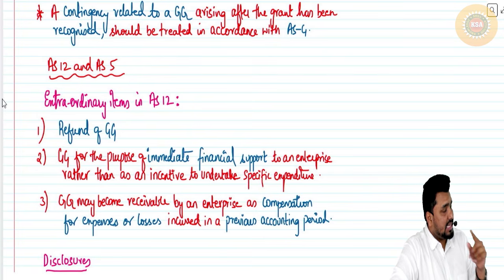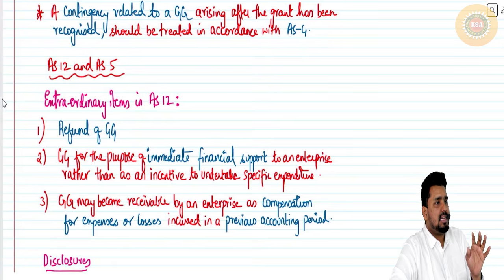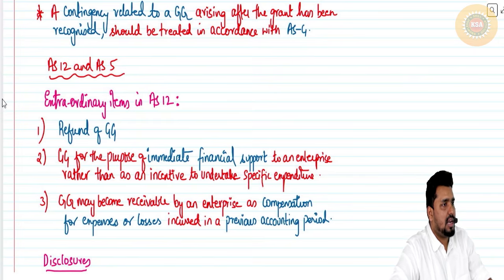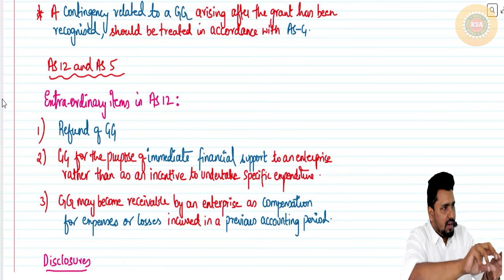Extraordinary item: show separately. When I say extraordinary item, it does not mean an extraordinary journal entry, it is a normal journal entry only. You have to show it separately.